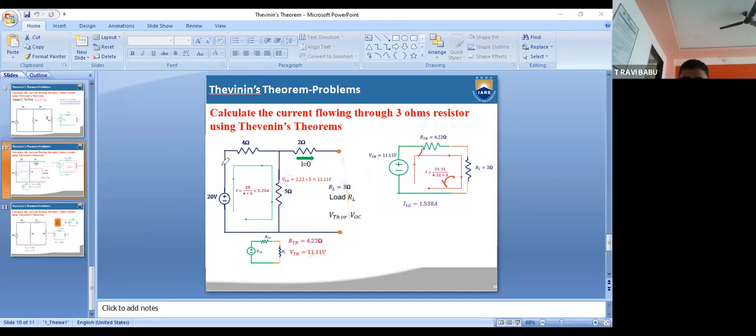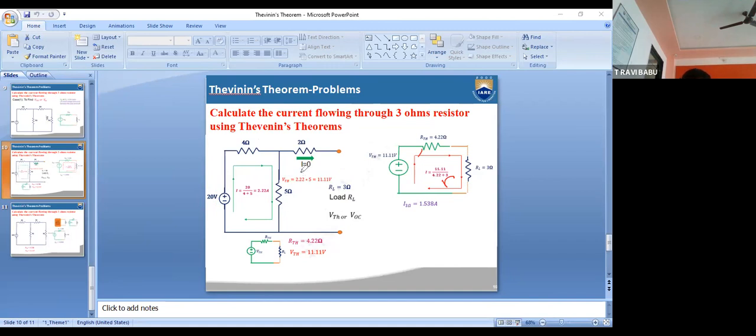So I am applying here, this is a single loop. So what is the equivalent resistance of this one? 5 plus 4 is 9. So what is the current across this one? I equal to 20 by 5 plus 4, 9. So I equal to 2.24. So the current flowing through this resistor is 2.24 amperes.